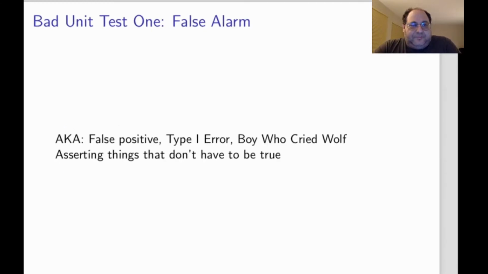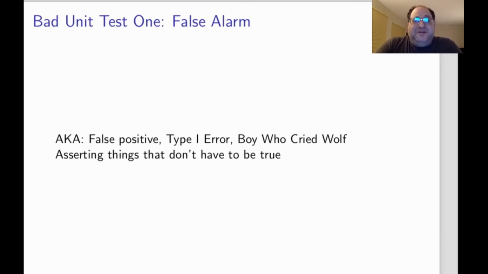So there are two ways for a unit test to be bad. One is false alarm. Depending on which field you come from, there are a lot of other names. I find at least false alarm, you cannot mistake it. You know what it is. It is an alarm that is raised incorrectly. So some people call it false positive. Then you have to remember that positive means that it fires, not that it's good. But false positive is a very common term of the art.